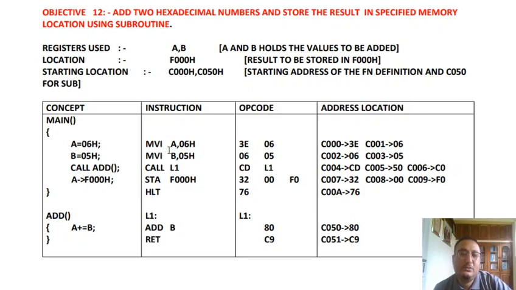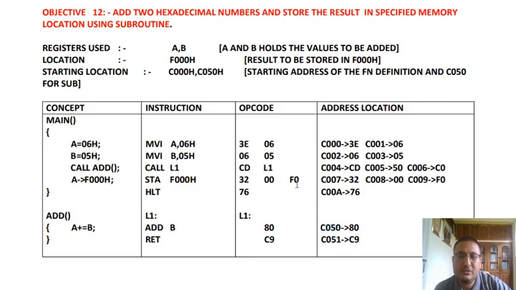So now we have an opcode representation of the same program. So 3E 06, 06, 05. The opcode for call is CD, just plain simple call is CD, right? Now this L1 is to be replaced with the absolute address of the function. Let us consider the absolute address of the function is C050. So this L1 is now to be replaced by C050, the starting address of the function.